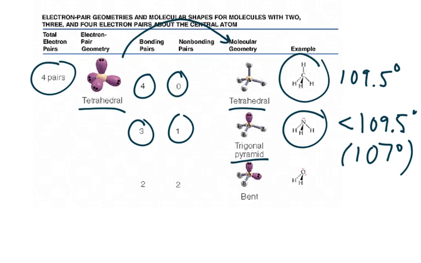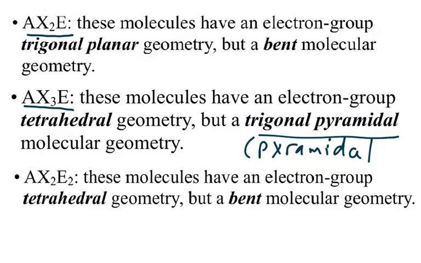Now let's take a look at one more example. How about if you have four domains and two of them are bonding and two are lone pairs? The fact it has four domains still makes it tetrahedral. However, the molecular geometry will acquire a new name. It's going to be called bent.